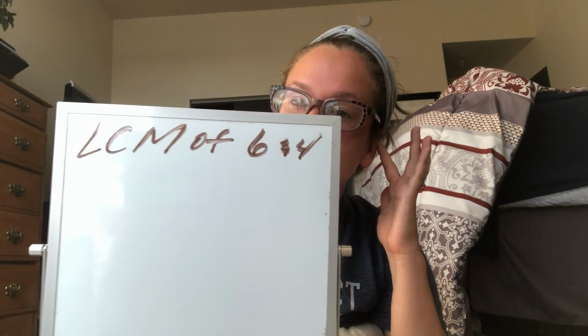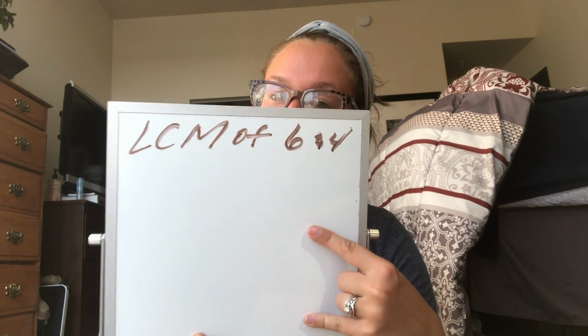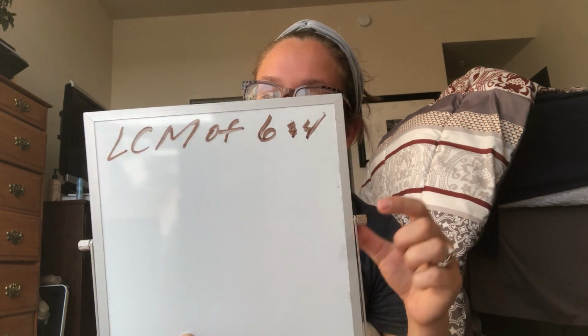Now, let's say I wanted to know the least common multiple of 2 numbers. So let's say I want to know the least common multiple, or LCM, of, let's do 6 and 4. Okay, least common multiple of 6 and 4. So that's a multiple they both have in common and the smallest number that they both have in common.